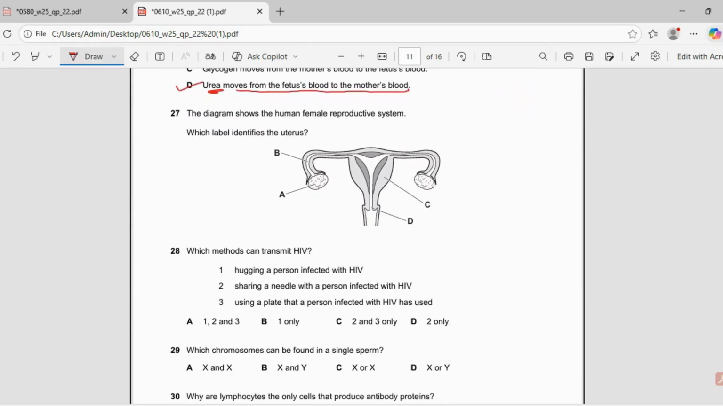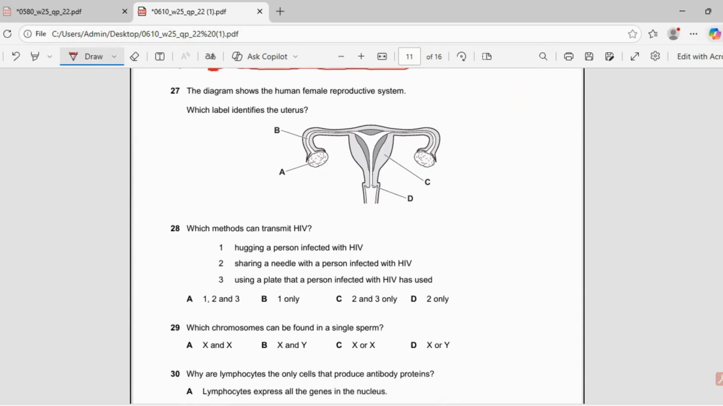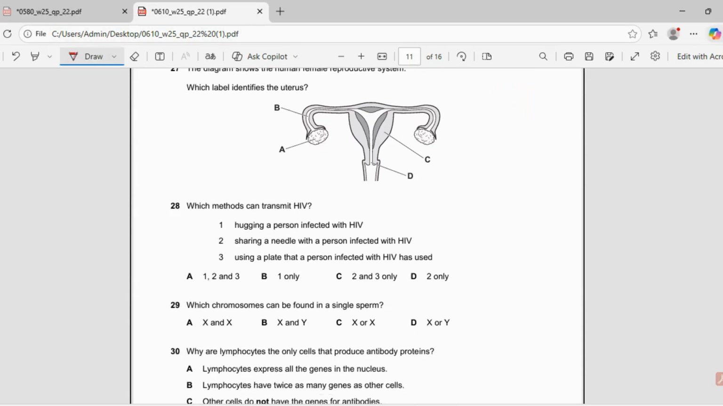Next question 27 is very easy. The diagram shows the female reproductive system. We have to label the uterus. You can see this is C, which is the uterus. D is cervix, A is ovary, and B is oviduct.